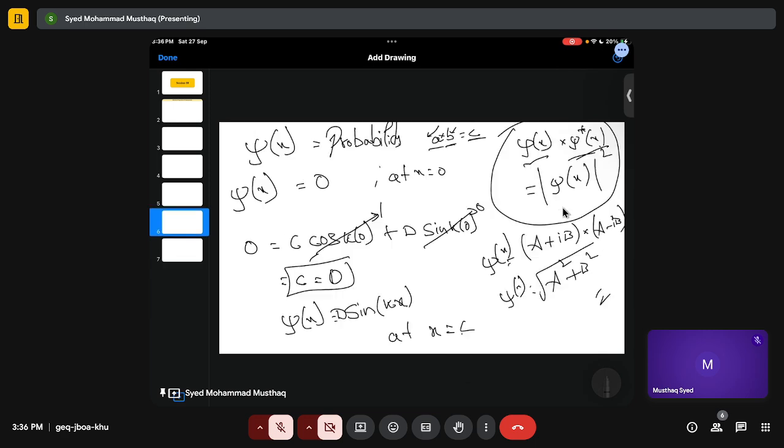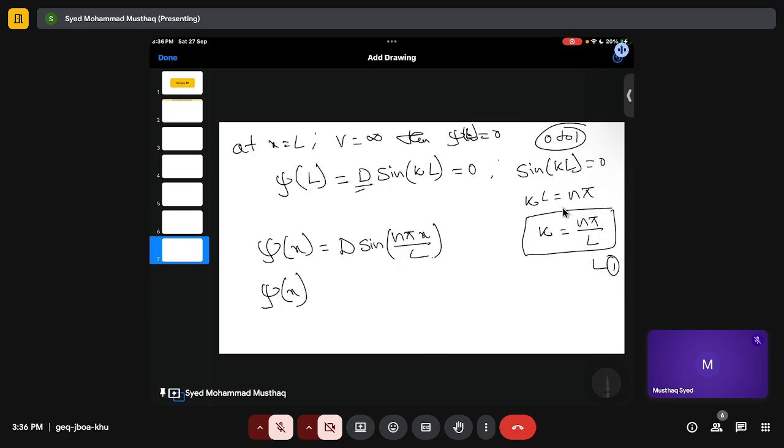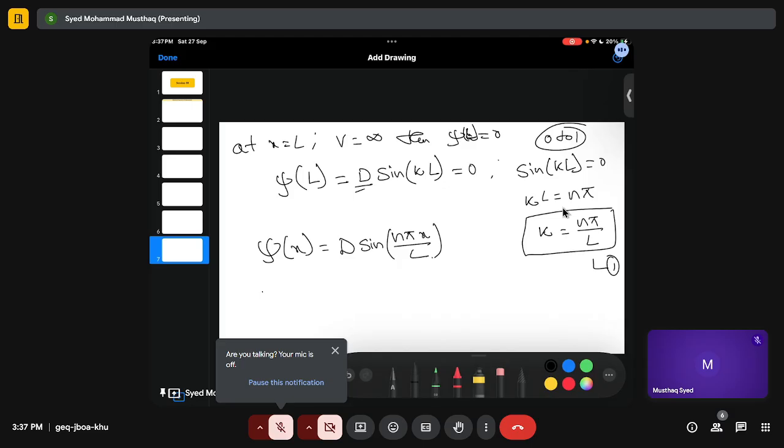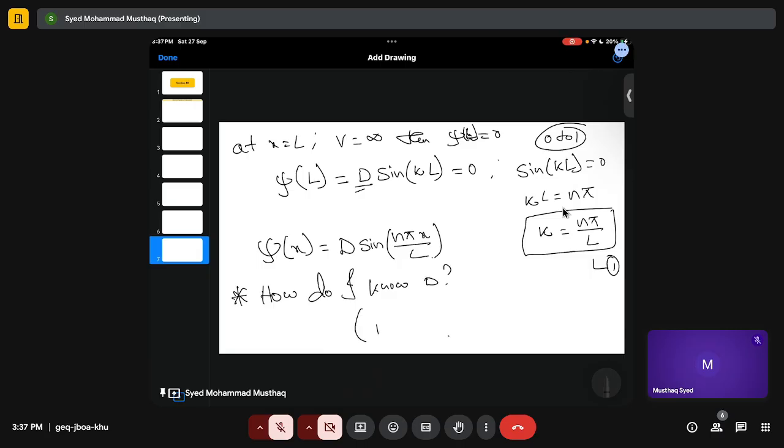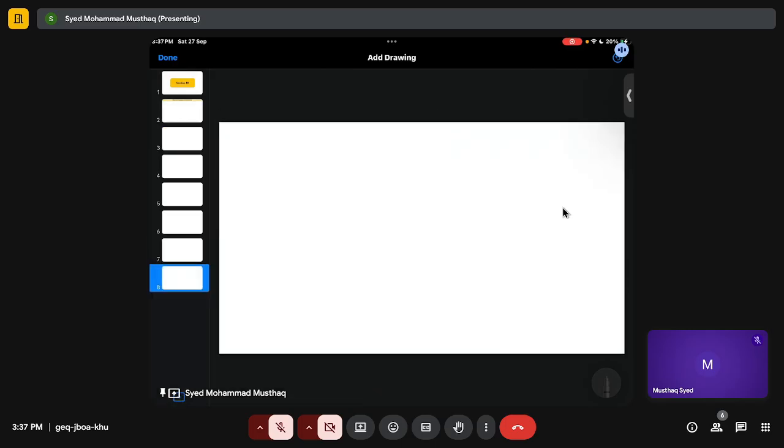Okay, now moving back, our problem is we have defined everything, but we do not know the value of D. How do I know D? That can be defined from normalization. Now what is normalization? Whenever I'm talking about probability, we all know the probability of all the events.